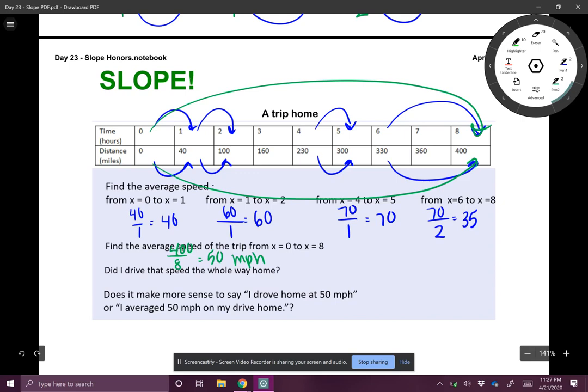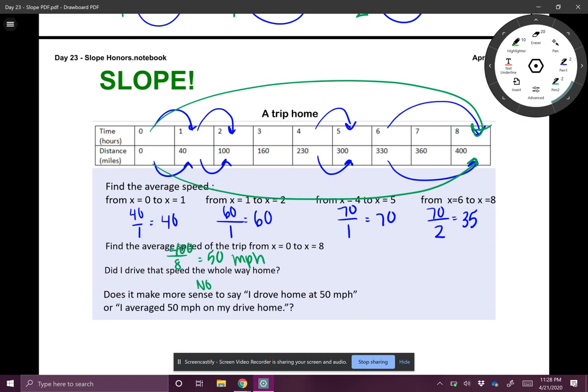But the question is, did I drive that speed the whole way home? Did I drive 50 miles per hour the whole way home? My answer is no. I just showed that I drove 40 miles per hour at some point. I averaged 60 miles per hour, 70 miles per hour, 35 miles per hour. It really just depends on which x values you're looking at. So no, we didn't drive 50 miles an hour the whole way home. That was just an average of the entire trip.